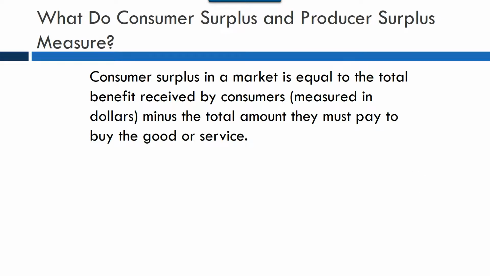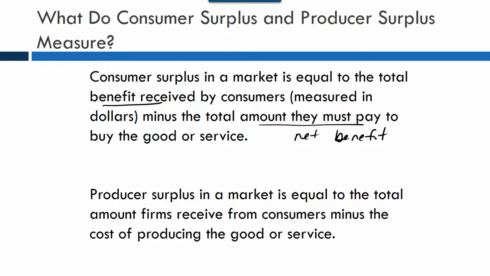So what does this tell us? Consumer surplus is the total benefit received by consumers minus the total amount that they must pay. So it's their net benefit. The more benefit they receive, or the less the amount they have to pay, the more the net benefit is going to be. Producer surplus is equal to the amount they receive from consumers minus the cost. So it's essentially their profit, right? Their revenue minus their expenses equals their profit.